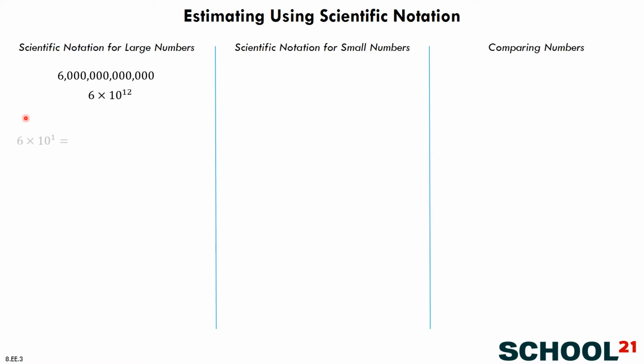Let's look at an example. So if we have 6 times 10 to, not to the 12th, let's just start with something simple. 6 times 10 to the first power. What's 10 to the first power again? 10. 10, right? So what's 6 times 10? 60. 60, okay? All right, let's keep going here.